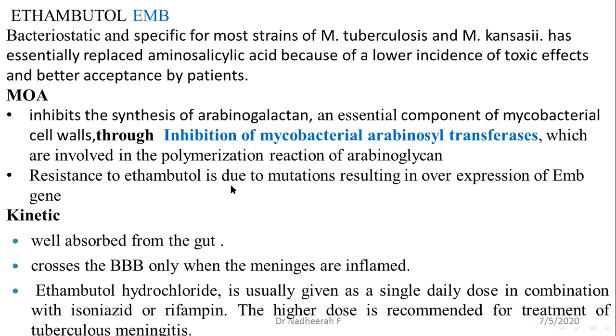Resistance to ethambutol is due to mutation resulting in overexpression of the embB gene. Kinetics: well absorbed from the GIT, crosses the blood-brain barrier only when meninges are inflamed. Ethambutol hydrochloride is usually given as a single daily dose in combination with isoniazid and rifampin. A higher dose is recommended for treatment of tuberculous meningitis.